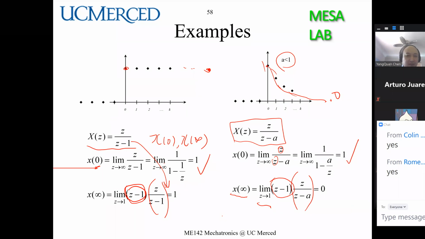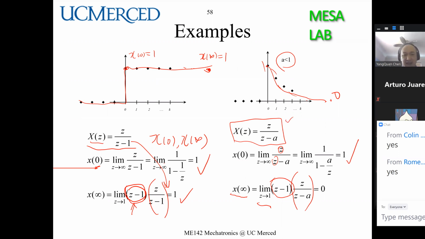Let's do verification. We know the step signal has initial value x0 equal to 1, and x infinity is also 1. So X(z) is here. For x0 you send z to infinity, and this is 1. For x infinity you send z to 1, but you need to multiply by this special term z minus 1. Then it cancels out and you get a 1. Beautiful.